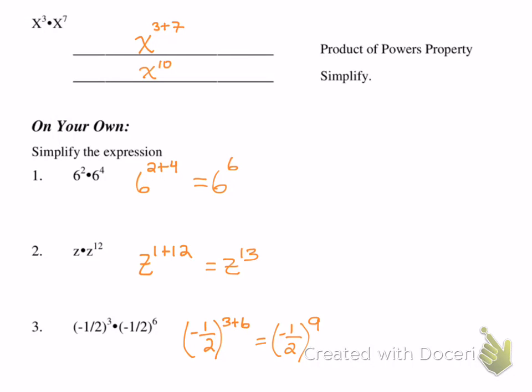So this is what we have when we have two things being multiplied, but the bases are the same. That's the property that we're dealing with. If we go to the next page, we're going to be dealing with something a little bit different.